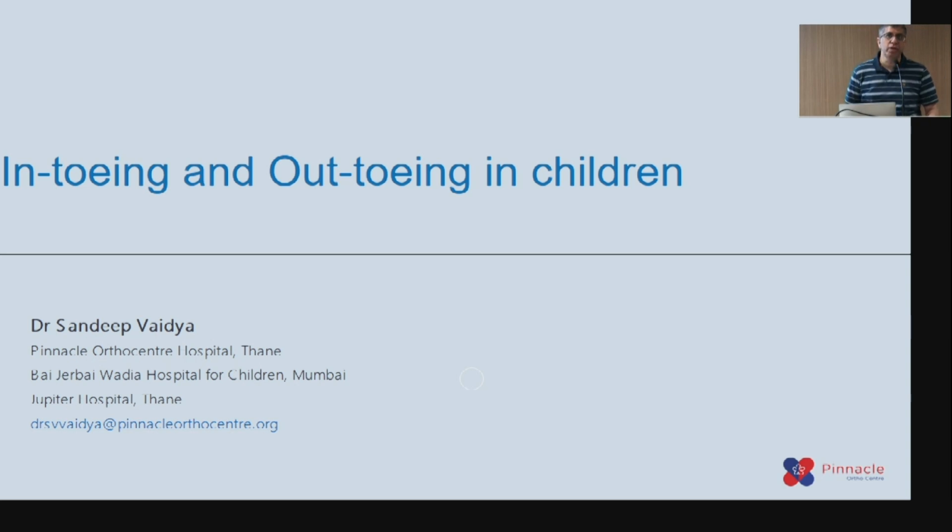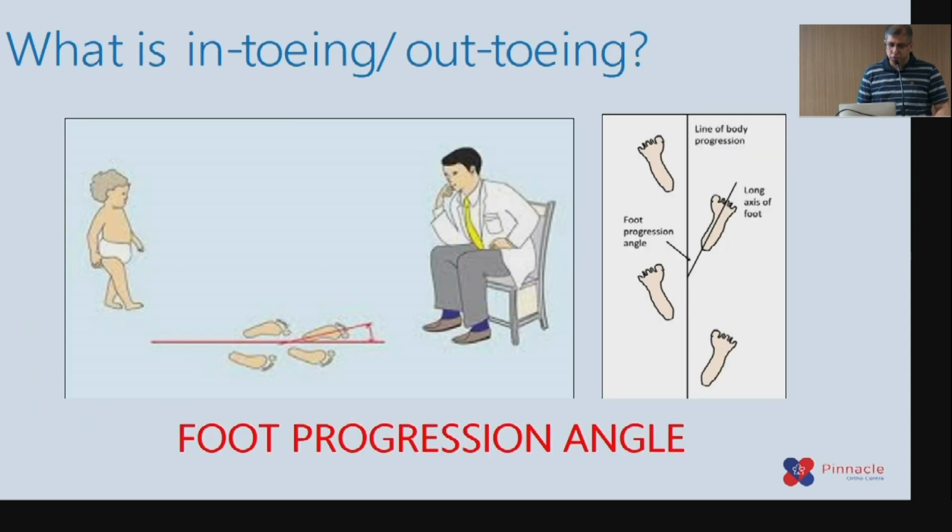I am talking on intoing and outtoing in children, an extremely common presentation in the pediatric orthopedic OPD. So let's first understand what is intoing and outtoing. When we walk, our body makes a certain line of progression, and the long axis of our feet makes a certain angle with respect to the line of progression of the body. And this angle is basically known as the foot progression angle.